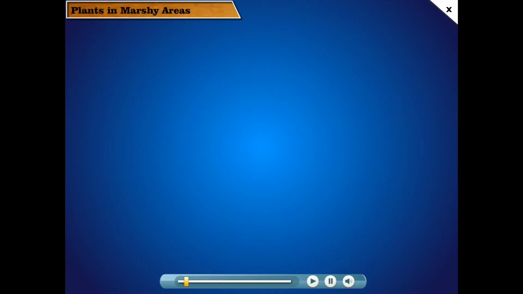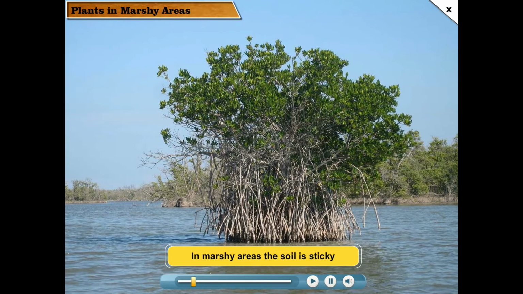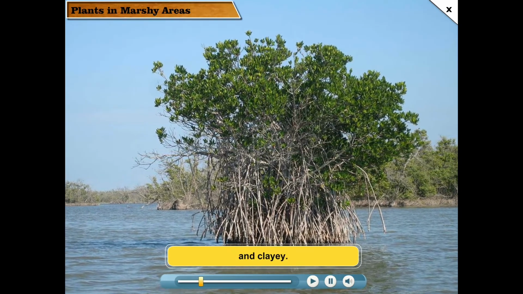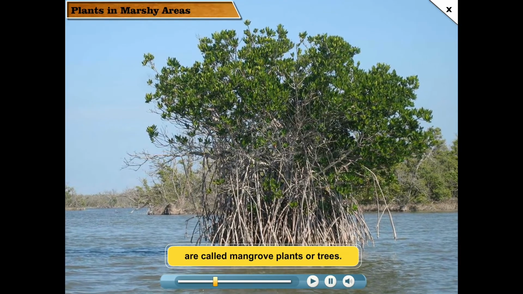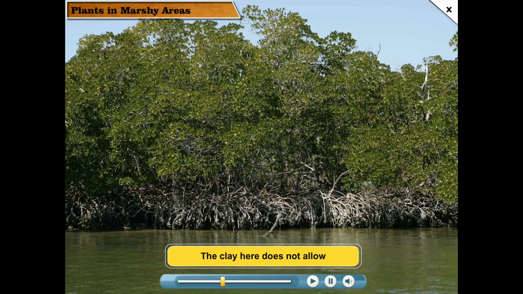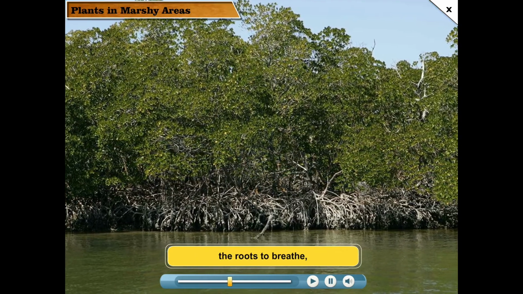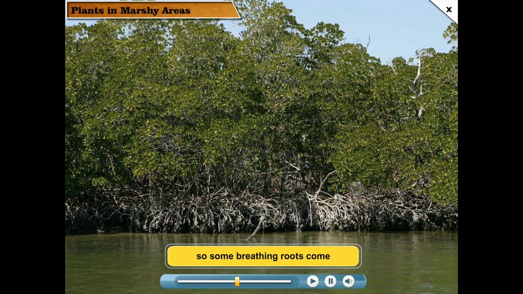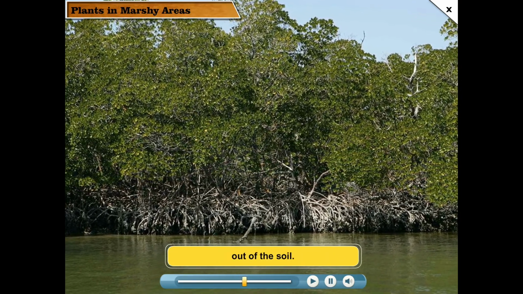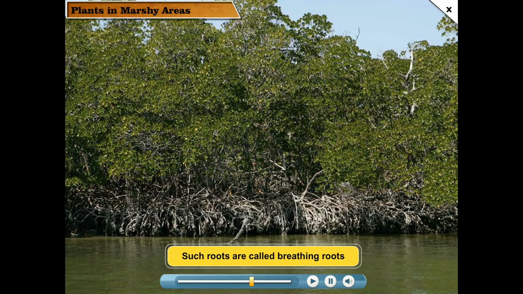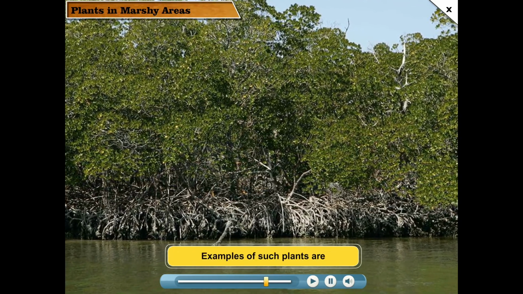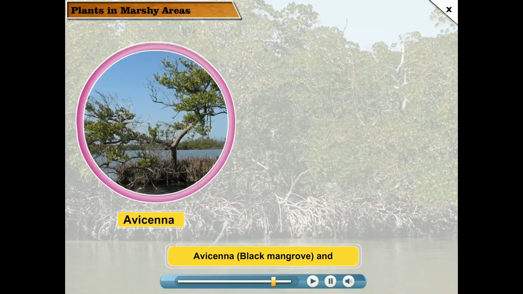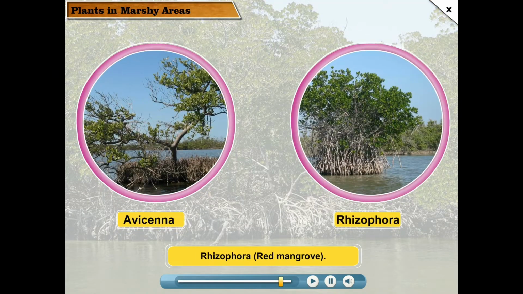Plants in marshy areas. In marshy areas, the soil is sticky and clay. The plants growing in such soil are called mangrove plants or trees. The clay here does not allow the roots to breathe, so some breathing roots come out of the soil. Such roots are called breathing roots or respiratory roots. Examples of such plants are Avicennia, black mangrove, and Rhizophora, red mangrove.